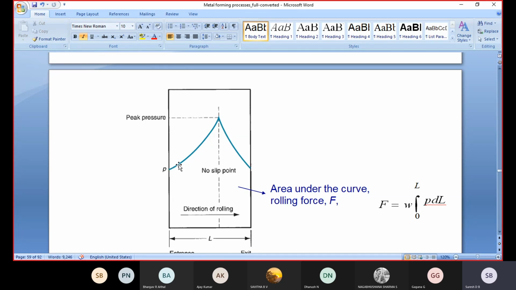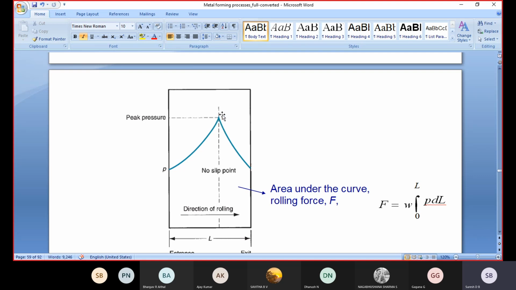Because of the material thickness. The thickness of the material is very large compared to the roller gap. That's why the force or load increases from the entrance point to the peak point.